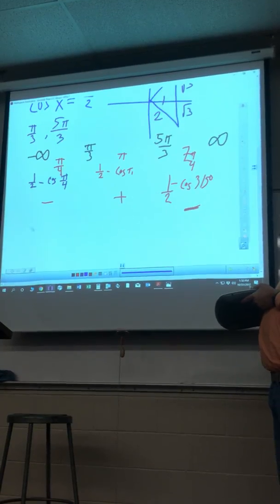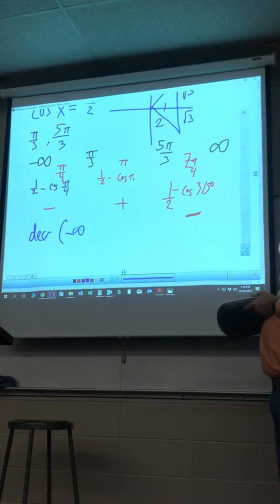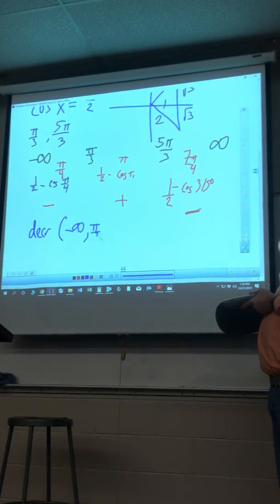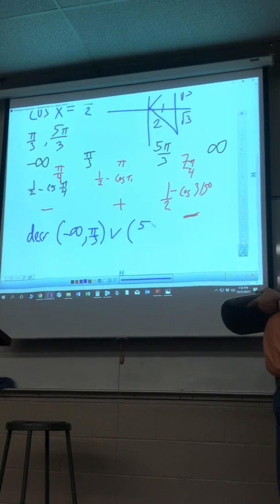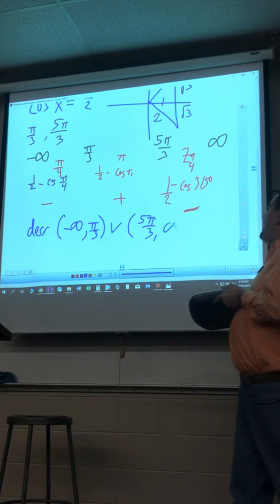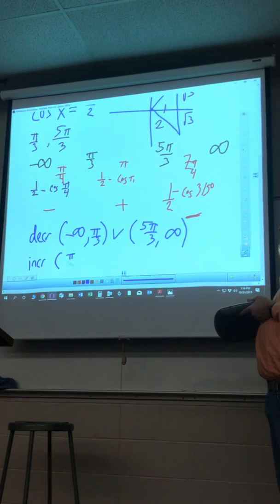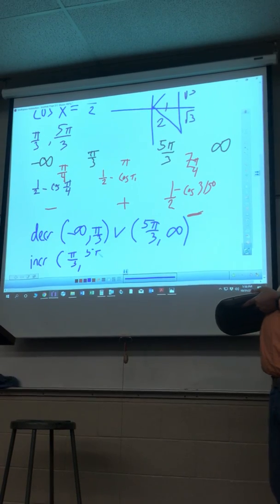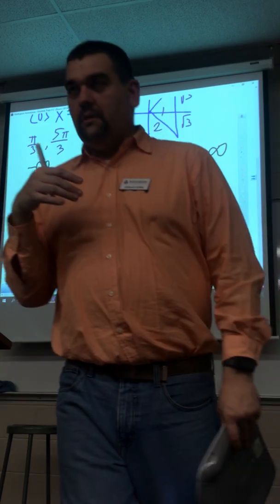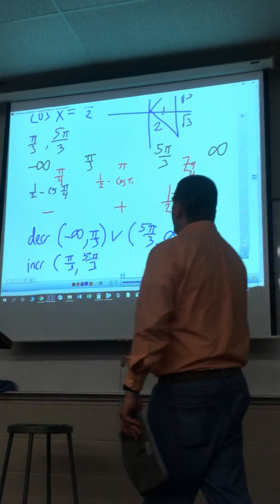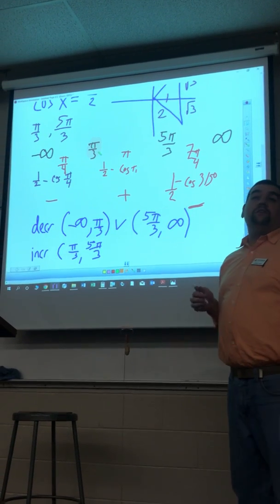Now you can talk about your intervals and your relativity. So you would say what here? I don't care which one you start with: decreasing from negative infinity, open intervals, guys, or I don't care which one you use, 5 pi over 3 to infinity, and then increasing from pi over 3 to 5 pi over 3. Now, look at the board, look at the sign charts. Minus plus minus. If that's true, then this spot right here, relative max or min?